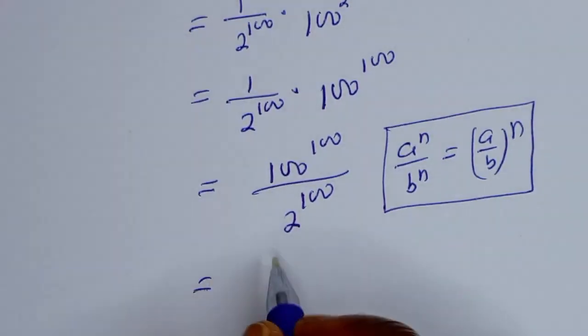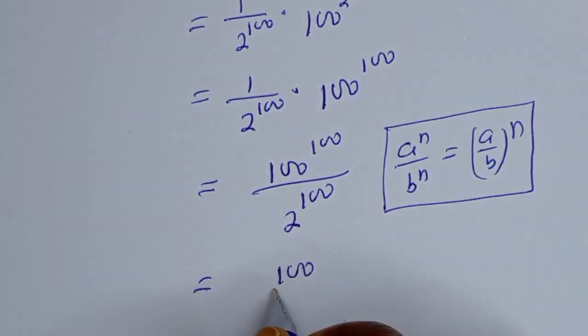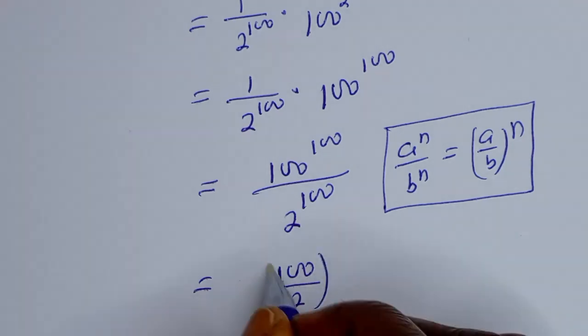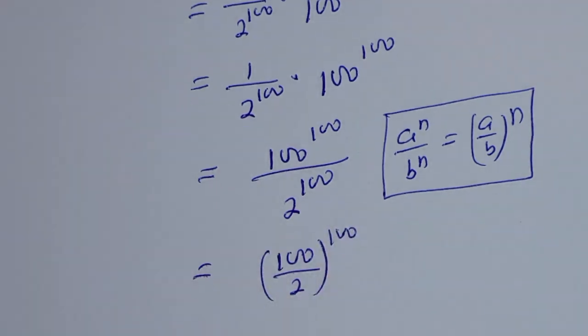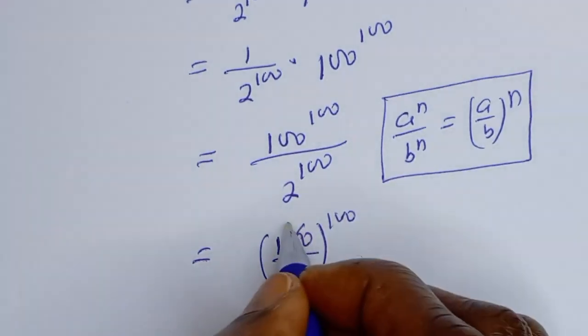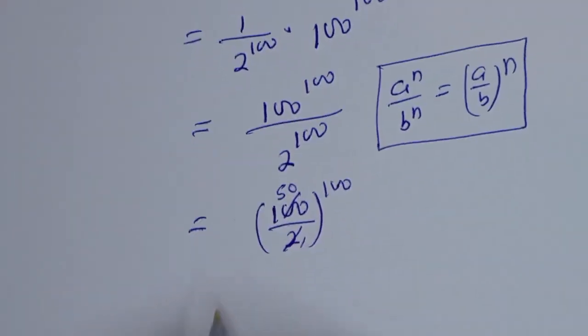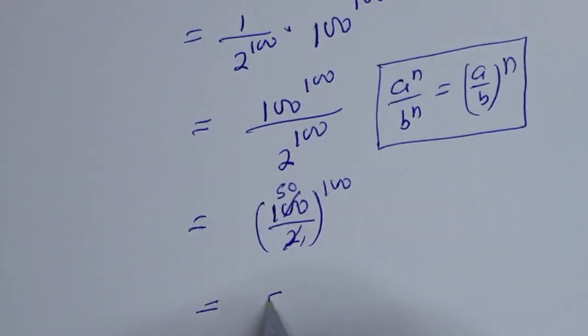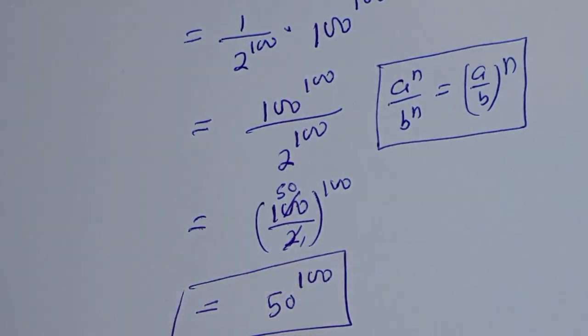Then here is 100 divided by 2 to the power of 100. 2 here 1, 2 here 50, equal to 50 to the power of 100. And this is the final answer.